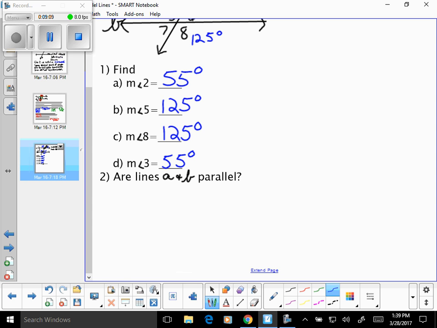Now for question 2. Are lines A and B parallel? Well, we already answered that. Yes. But I have to give an explanation, and they'll be asking that probably on the assignment, that you need to give an explanation. There's actually 3 possible explanations here. And to make it shorter, I'm going to write them down. So I'm going to hit pause and do my writing, and then you can come back.